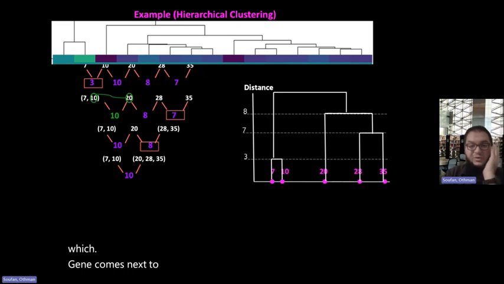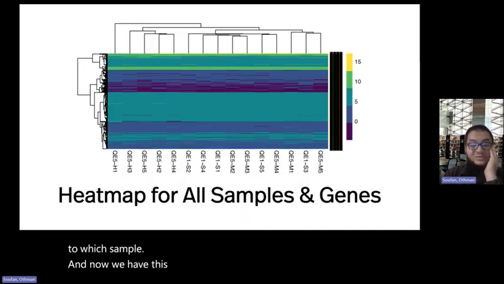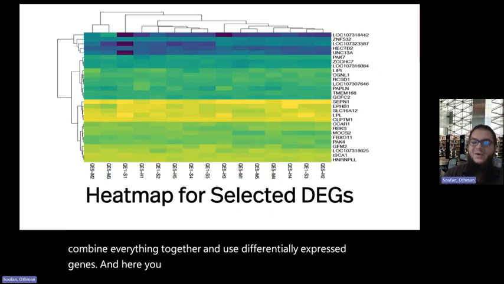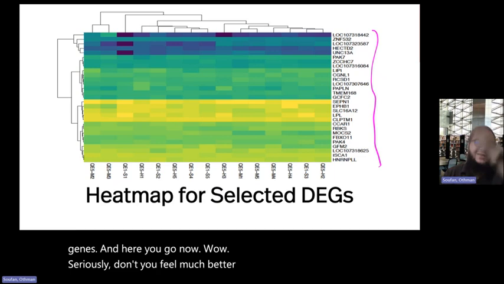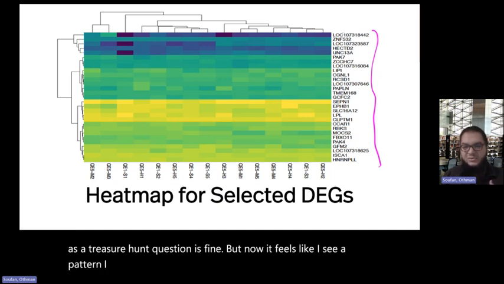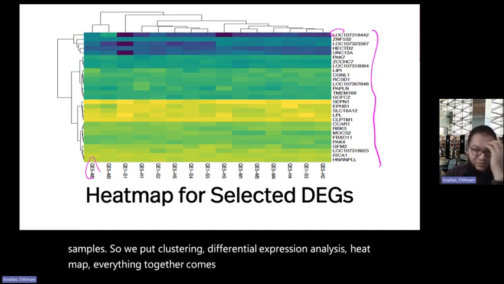Okay, nice. So we can derive that and enhance our visualization by ordering which gene comes next to which gene and which sample comes next to which sample. Now we have this for all samples, but again, let's combine everything together and use differentially expressed genes. And here you go. Now, wow, seriously, don't you feel much better? And if you want to add that as a treasure hunt question, that's fine. But now it feels like I see a pattern. I'm able to read the genes. I'm able to see the samples. So we put clustering, differential expression analysis, and the heat map, everything together, and it comes to this beautiful picture.